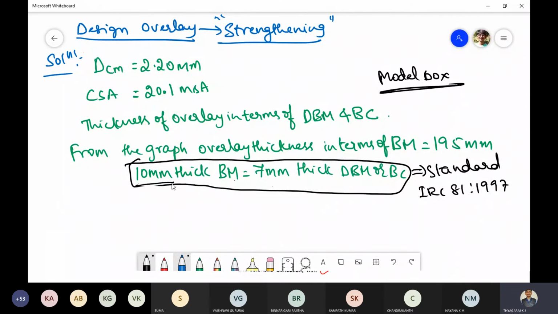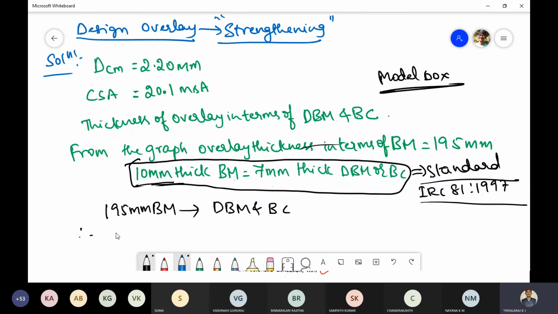This is the standard value. There is no derivation for this. It is provided in IRC 81. Now we have got 195 mm BM. So we have to convert this to DBM and BC. Therefore, thickness of overlay is equal to 195 into 0.7. How much are you going to get? Check it. That is 0.7, not 7.